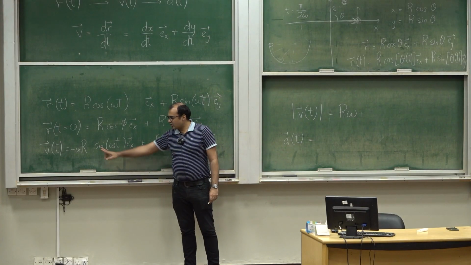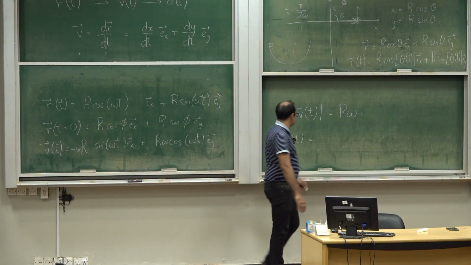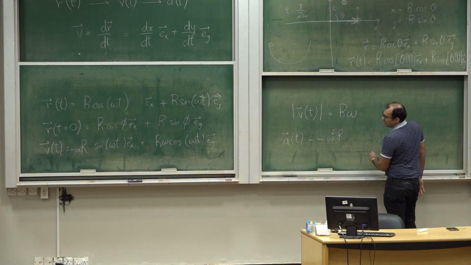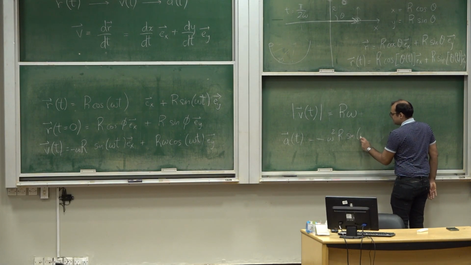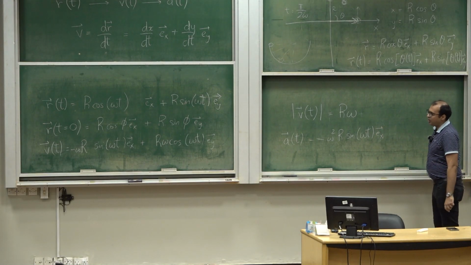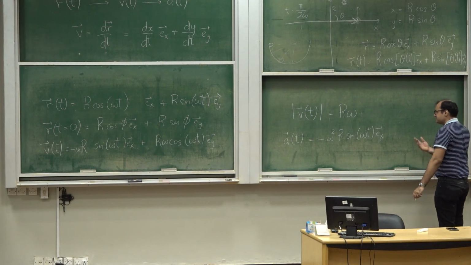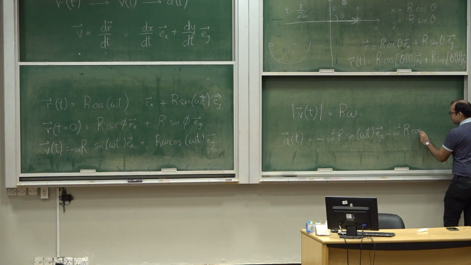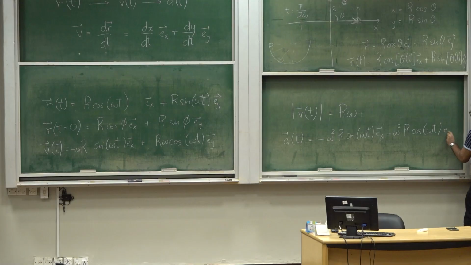Sine becomes cosine, out pops another factor of omega. So you get minus omega square r sine omega t Ex, and what else? Cos becomes minus sine, out pops another factor of omega. So you get minus omega square r cos of omega t Ey.